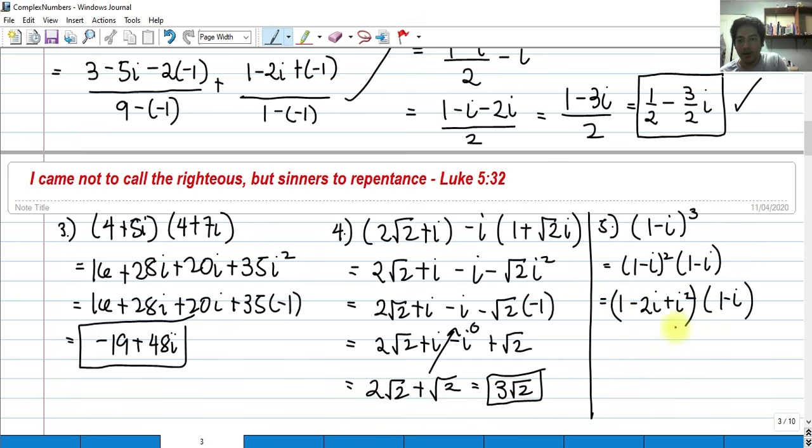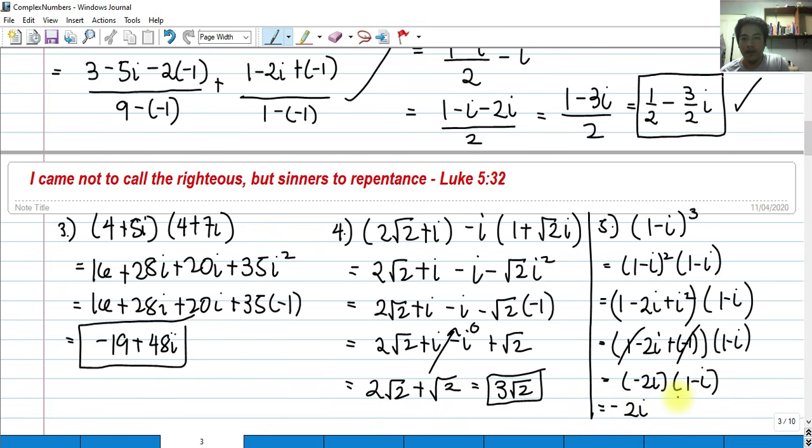First thing to do is to let this i squared be equal to negative 1. So we have 1 minus 2i plus i squared, that's plus negative 1, of course. So as you can see here, 1 plus negative 1, or 1 minus 1, the 1's will cancel. So we have negative 2i multiplied by 1 minus i. So we have negative 2i times 1, negative 2i, and then negative 2i times negative i, that is plus 2i squared.